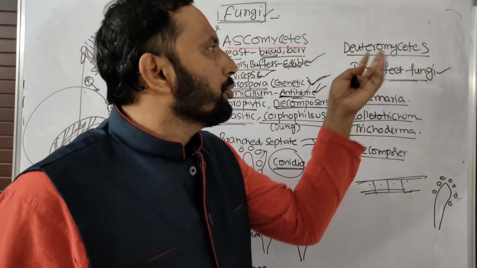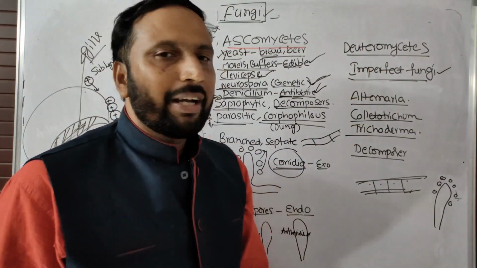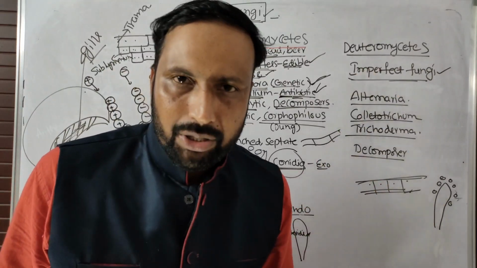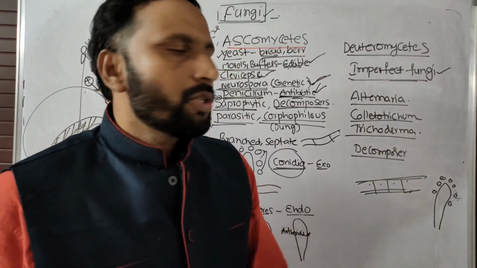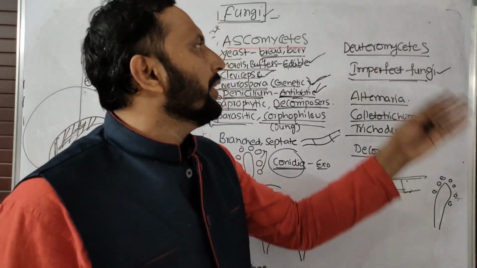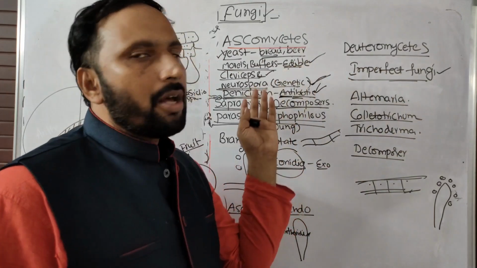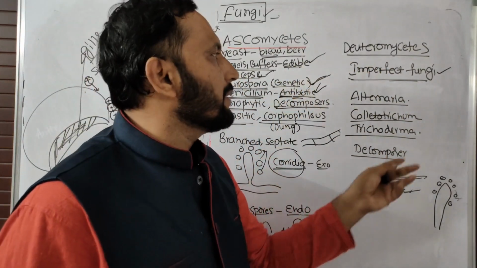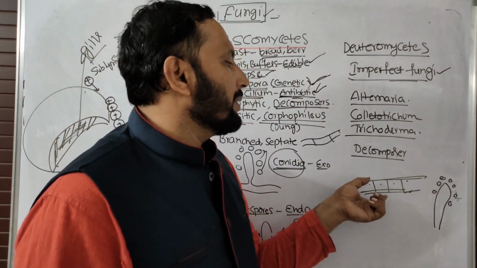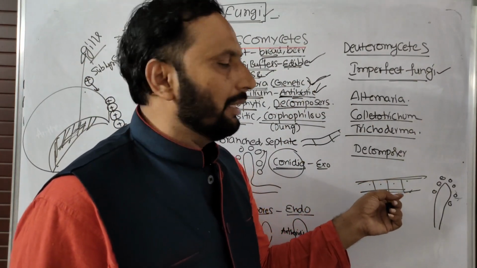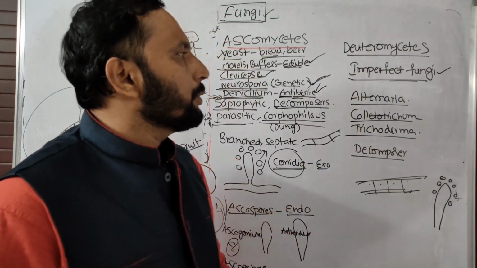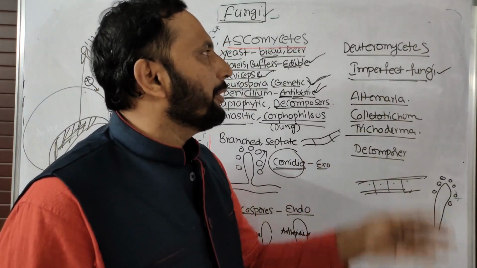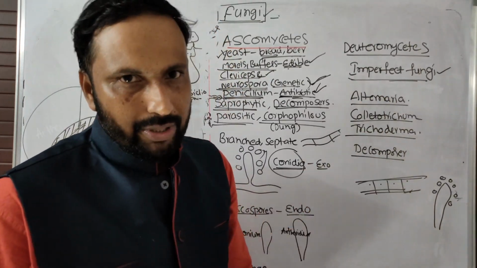So the next division is Deuteromycetes fungi. Deuteromycetes fungi are also called imperfect fungi because their sexual reproduction has not been discovered till now. So after discovery of sexual reproduction, these Deuteromycetes fungi may be placed in Ascomycetes or in Basidiomycetes. Like Ascomycetes and Basidiomycetes, when you observe the cells, they have septate, branched structures, no coenocytic condition. Examples: look at Alternaria, Colletotrichum, Trichoderma. Mainly Deuteromycetes members are decomposers.